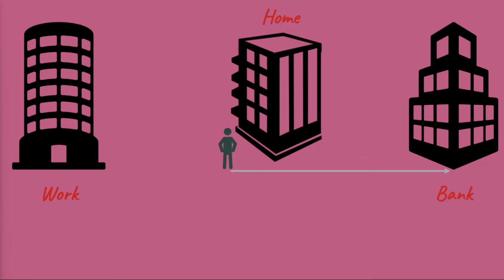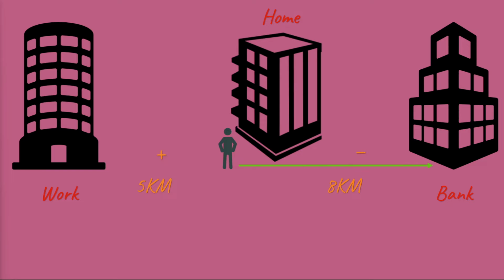So left will be embossed by the negative sign, and if you want to go to work, your work will be on the right side, and the right side will be embossed by positive sign. So you have a left direction which is embossed by negative sign, and a right direction that is embossed by positive sign. The distance between your home and the bank is 8 kilometers, and the distance between your home and the work is 5 kilometers.